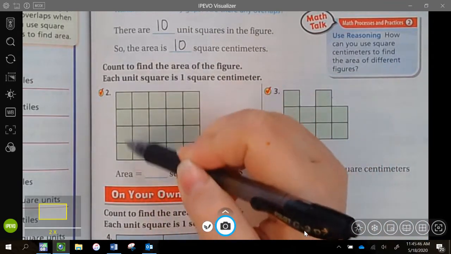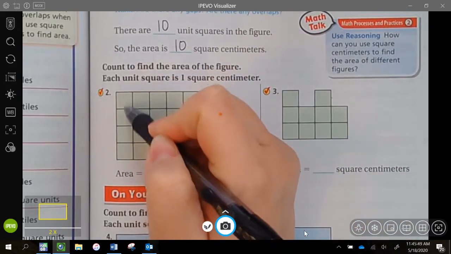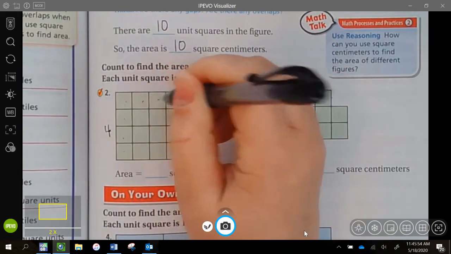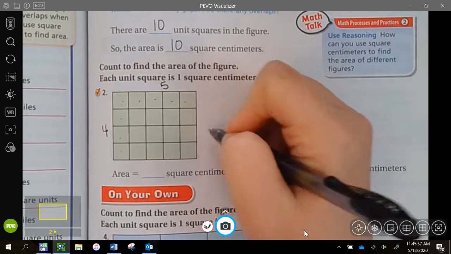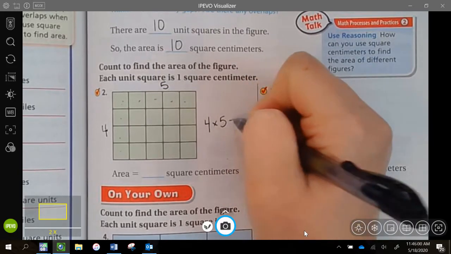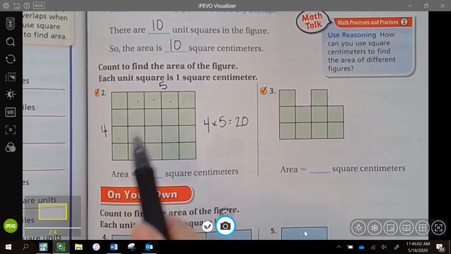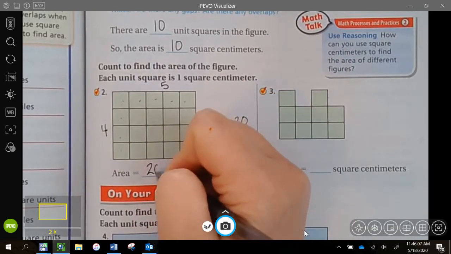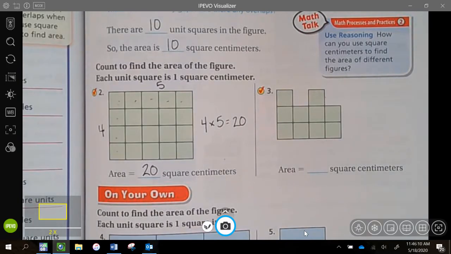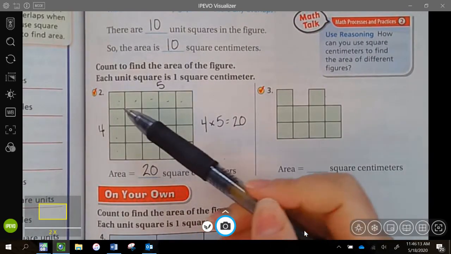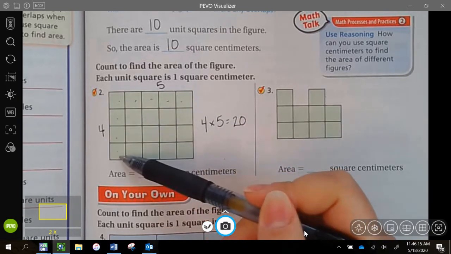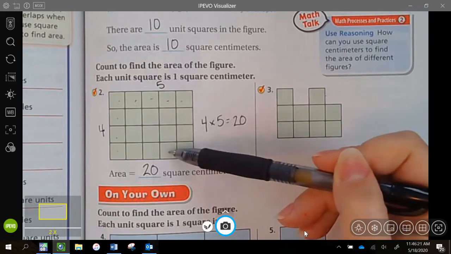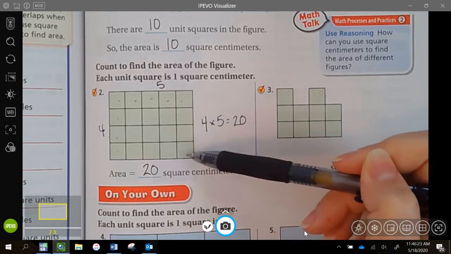If we look at this figure as an array, we could say 1, 2, 3, there's 4 down, and 1, 2, 3, 4, 5 across. If we know that 4 times 5 is 20, then we know how many unit squares are in this. The area is 20 square centimeters. So let's double check and count ourselves just to make sure. 1, 2, 3, 4, 5, 6, 7, 8, 9, 10, 11, 12, 13, 14, 15, 16, 17, 18, 19, 20.